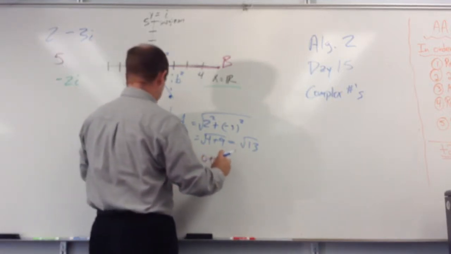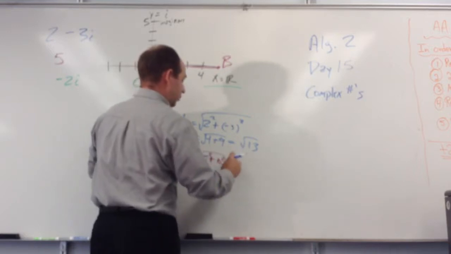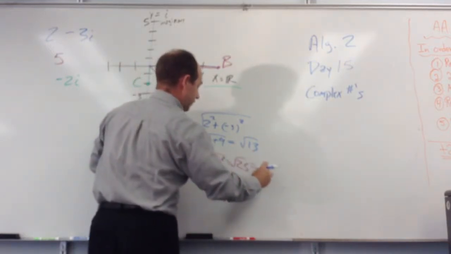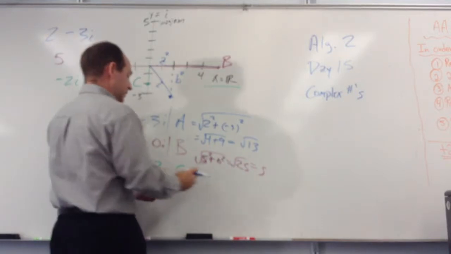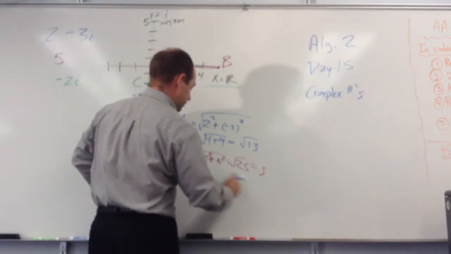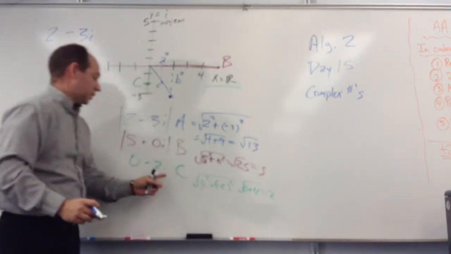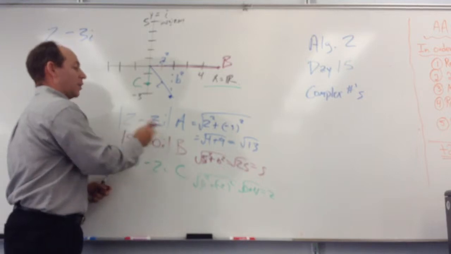Well, I really don't have to do this, but I can. 5 squared plus 0 squared, its square root is the square root of 25, which is 5. And then down here, it's 0 squared plus -2 squared, its square root, so that's 0 plus 4, its square root, which is 2. Now notice, what part did I harvest when I do a and b?